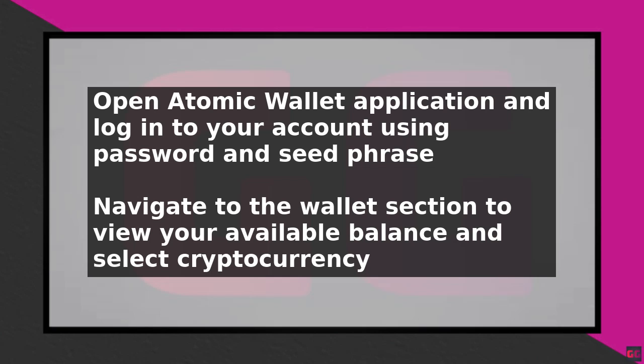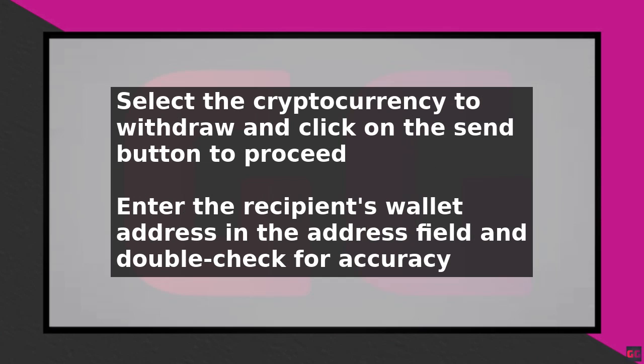Next, select the cryptocurrency you want to withdraw, such as Bitcoin or Ethereum, and click on the Send button. Enter the recipient's wallet address in the address field, making sure to double-check for accuracy. You can also scan a QR code if the recipient has one.